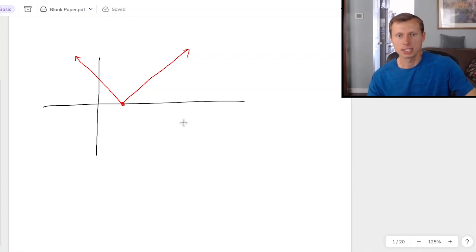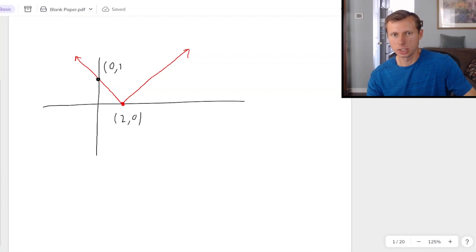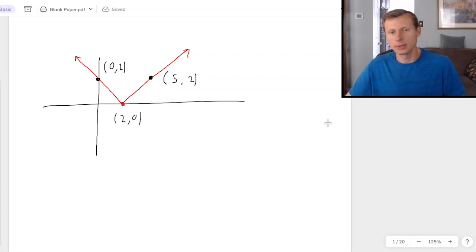So here's what I'm going to do for us. I'm going to give us some coordinate points. So this point right here is (2, 0). I'm going to give us the y-intercept, which is at (0, 2). And then I'll give us this point right here, which I will say is at (5, 2). And now I want you to give me the equation of the piecewise function that makes this up. And I'm going to be helping us with this first one.